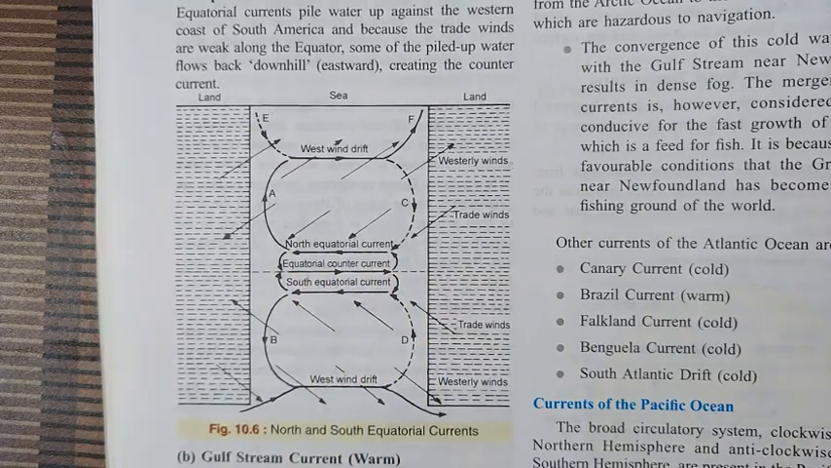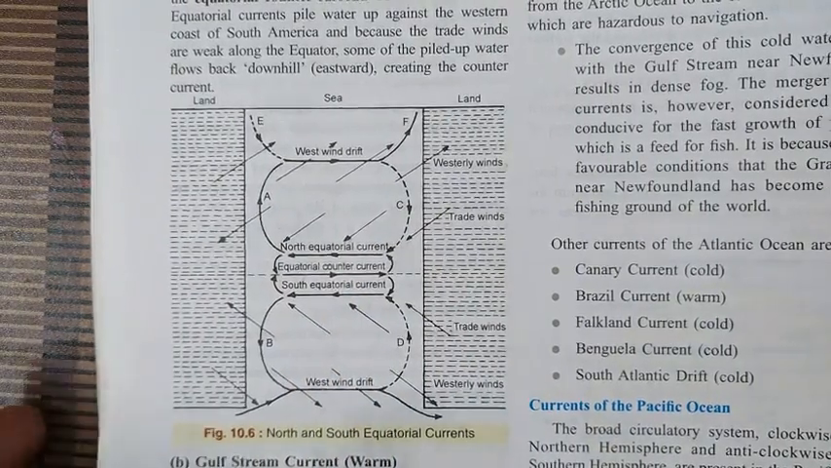Now, this question can be asked. The question is not given in the exercise, but this is an important question that can be asked in the examination: why do the equatorial counter currents move in the opposite direction to the other currents? So this is the answer. Now let's see some more currents.